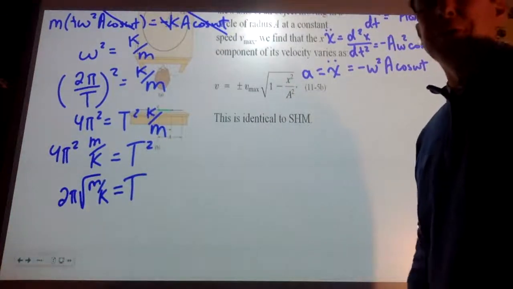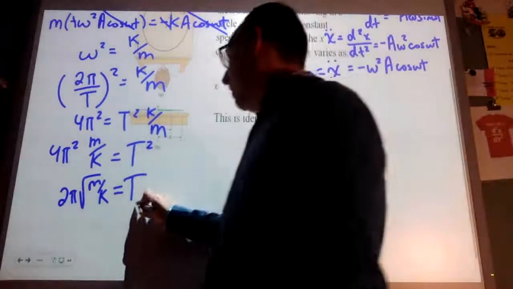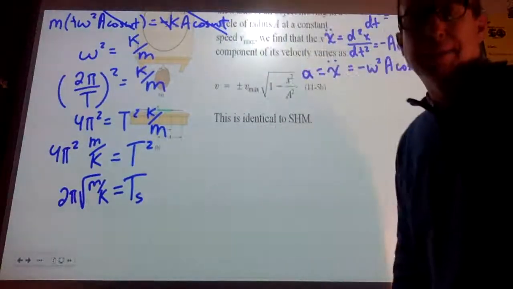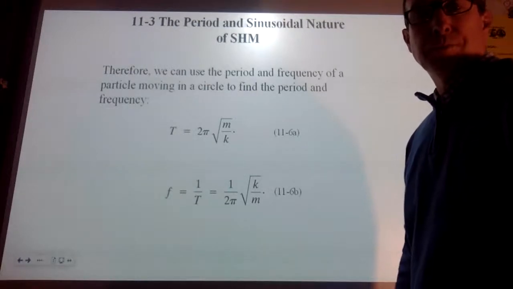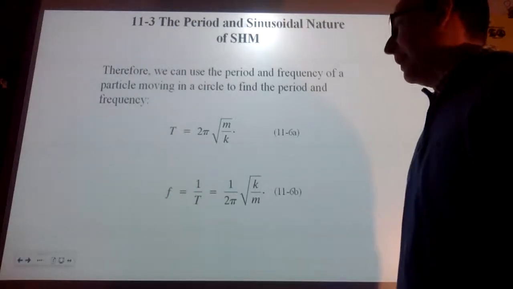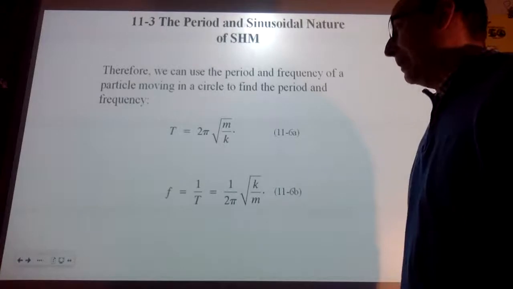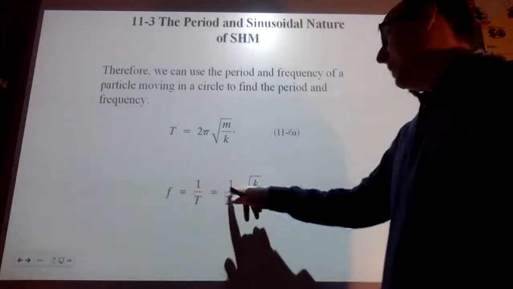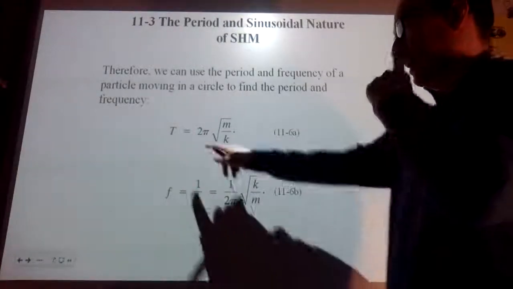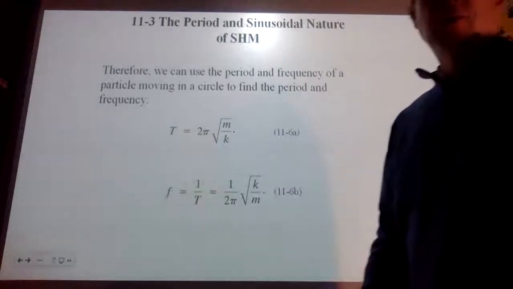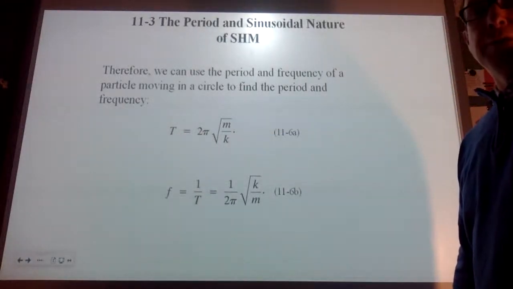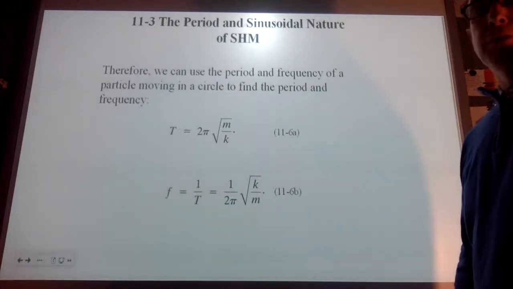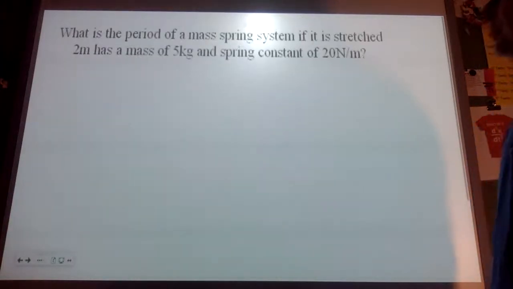So this is our formula. This is on your equation sheet. And I like to put a little subscript s on there. And then again, we know that frequency is 1 over T, so it can be written this way too. But this is the way that we write it. And I think that this derivation is the more common one. I'm not sure what the book's trying to show with that.